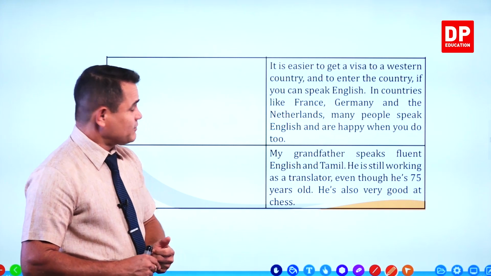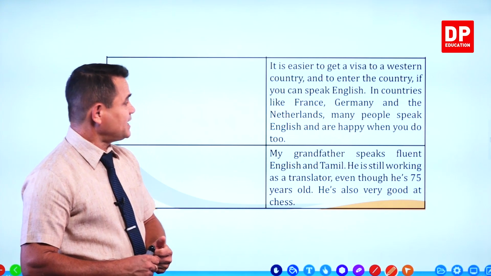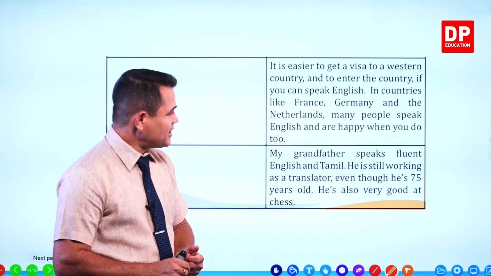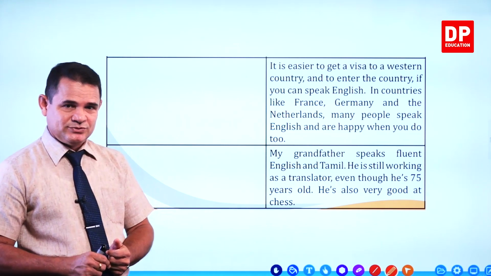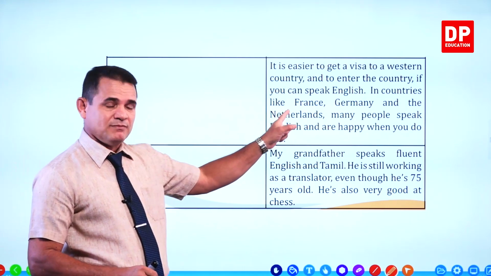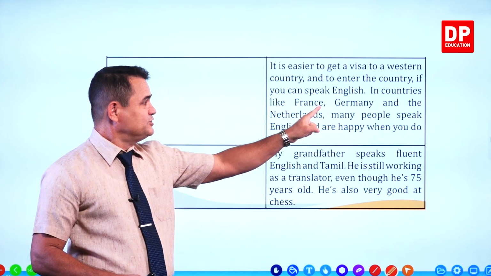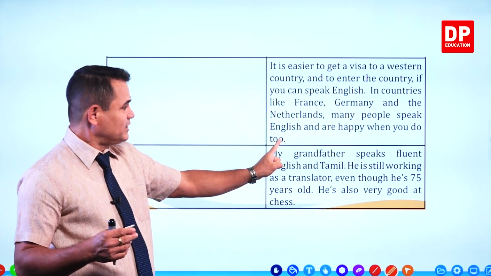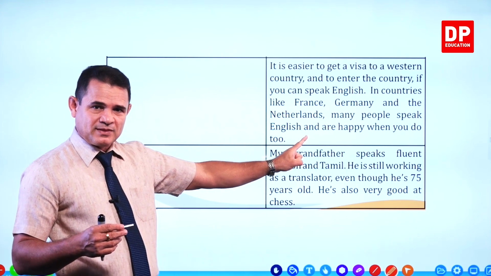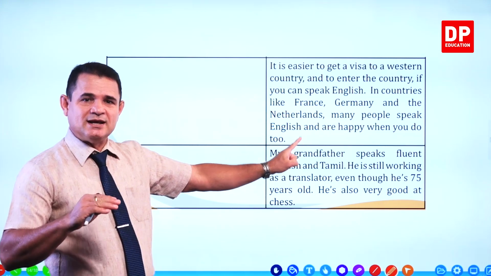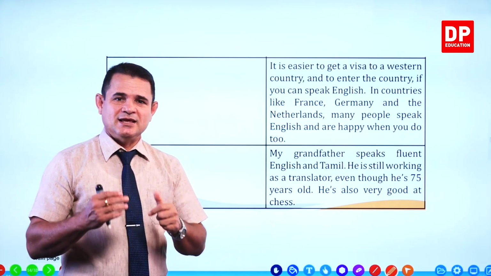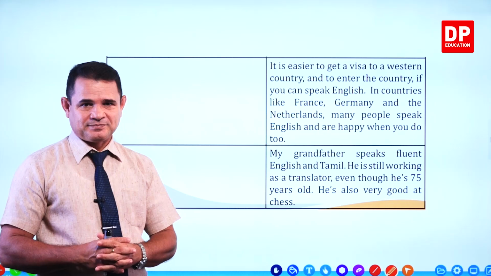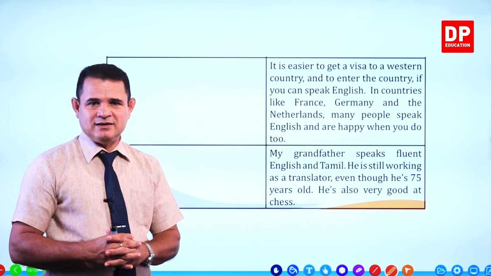In countries like France, Germany and the Netherlands, many people speak English and are happy when you do too. In countries like this, they like it. They speak a lot of English. If you can speak English, they are very happy about it. So those who can speak English have more opportunities to go there. So what can it be?